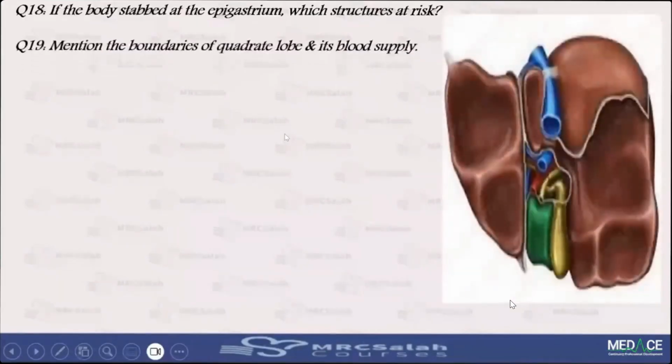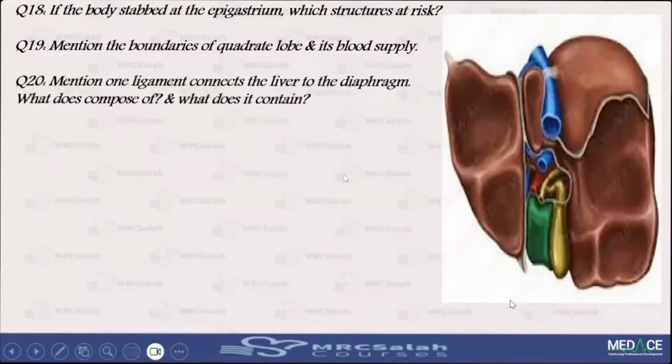Would you mention the boundaries of the caudate lobe and its blood supply, please? I'm not sure, actually. I did not prepare for the abdomen part yet. Okay, so it's the gallbladder, we can see. The gallbladder is the boundary, the porta hepatis, and the ligamentum teres, I can say. Yeah, so anteriorly you have the margin of the liver, behind it is the porta hepatis, to the right is the fossa of the gallbladder, and to the left side of it is the umbilical vein.